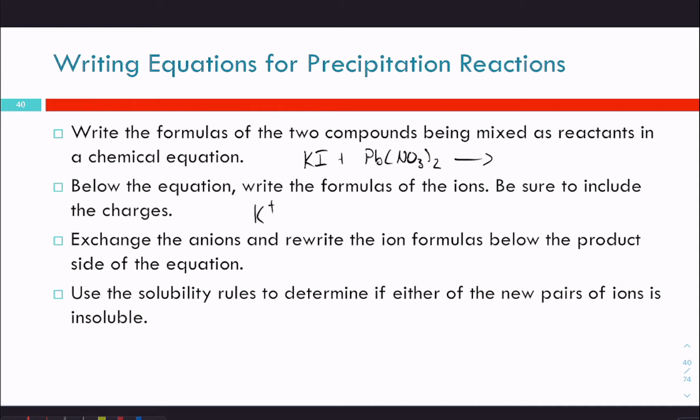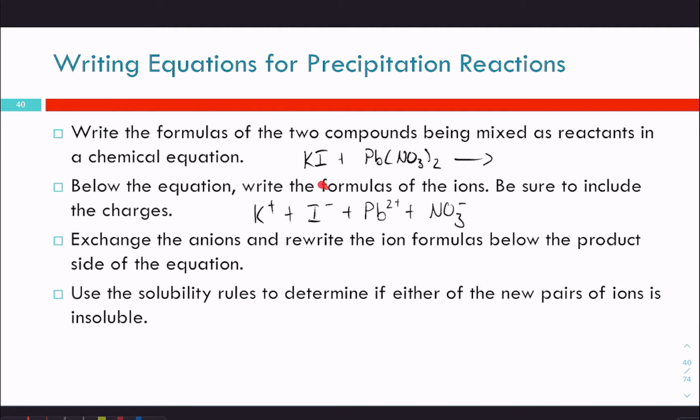So potassium plus, I minus, plus lead 2 plus. And in some cases, if you're given just an equation like this, you'll have to infer the charge on lead based on the fact that it's combined with two nitrates, because lead is a transition metal that doesn't form a consistent charge.